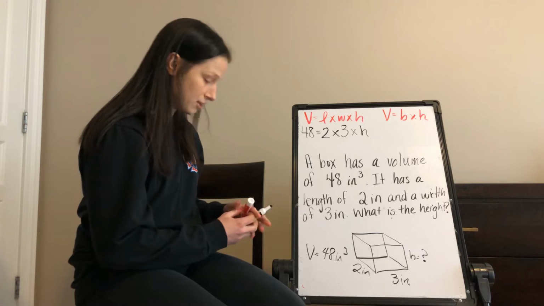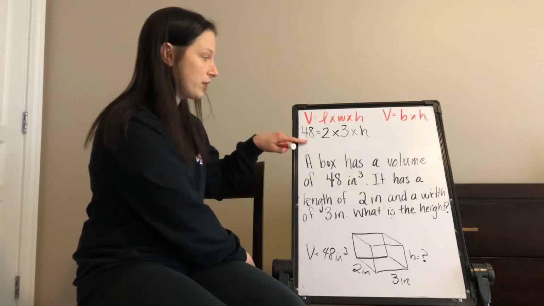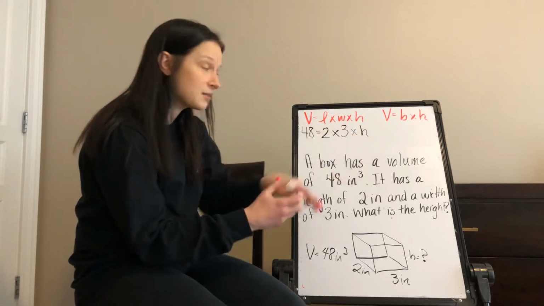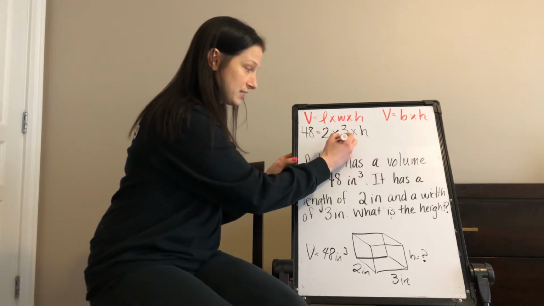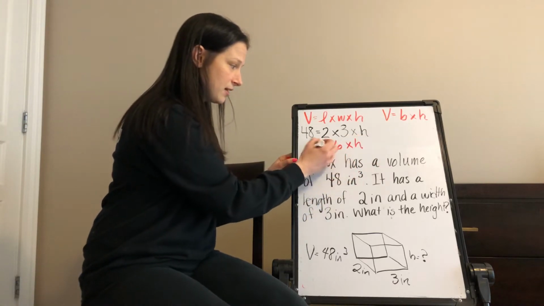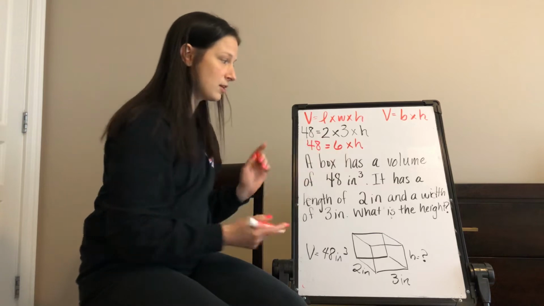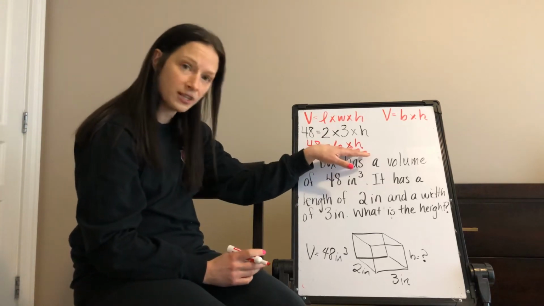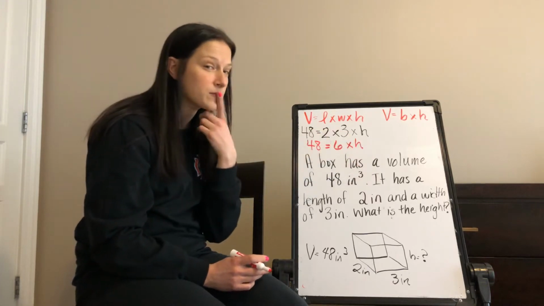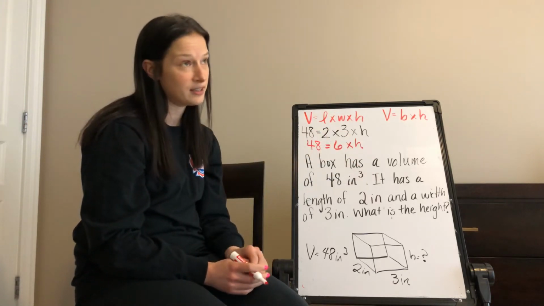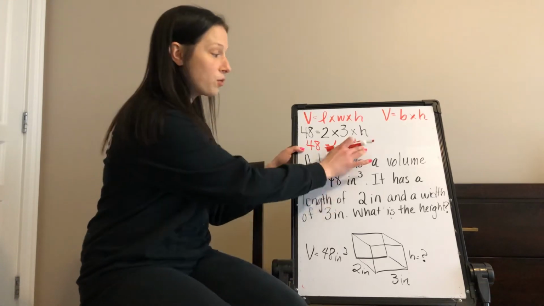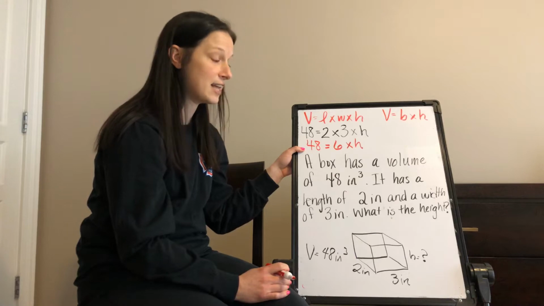All right, so back to solving. We have 48 equals 2 times 3 times h, and we have to figure out what that is. So 2 times 3 is 6, and we still don't know the height, so we keep it there. And then you ask yourself, what could be the only number that fits here for the height? So 48 equals 6 times what? So boys and girls, you should be thinking, and I'm sure you've thought about it with your parents, that the only value that can fit in there is 8.